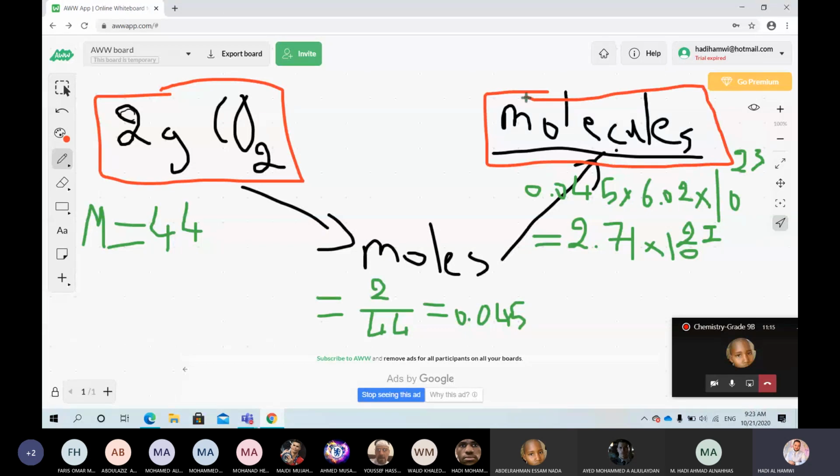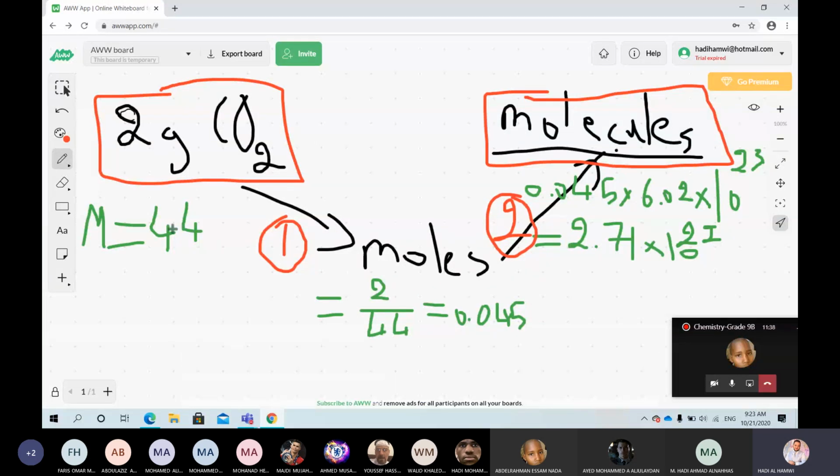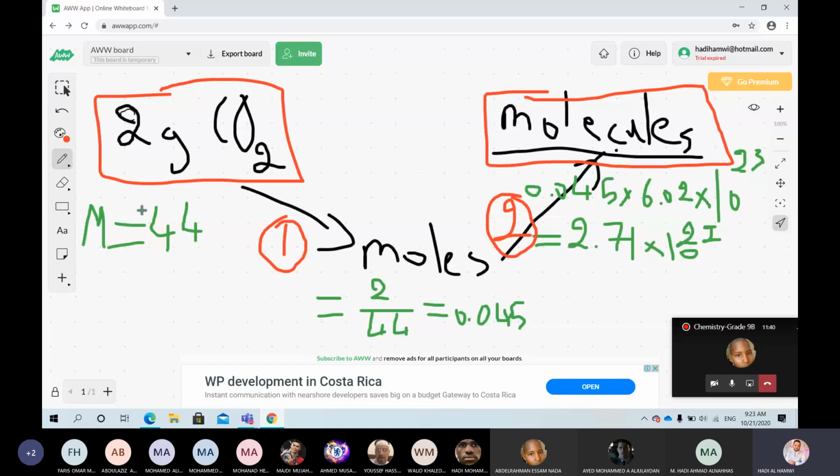So what should I do? I will make 2 steps. First, I will convert from mass to moles, and in the second step, I will convert from moles to molecules, which is the representative particle. In the first step, to convert from mass to moles, you will just use the rule: moles equal mass divided by molar mass, after finding the molar mass. So here, the molar mass of carbon dioxide from the periodic table is 44. And the mass given is 2, so it's 2 divided by 44, so it's 0.045.